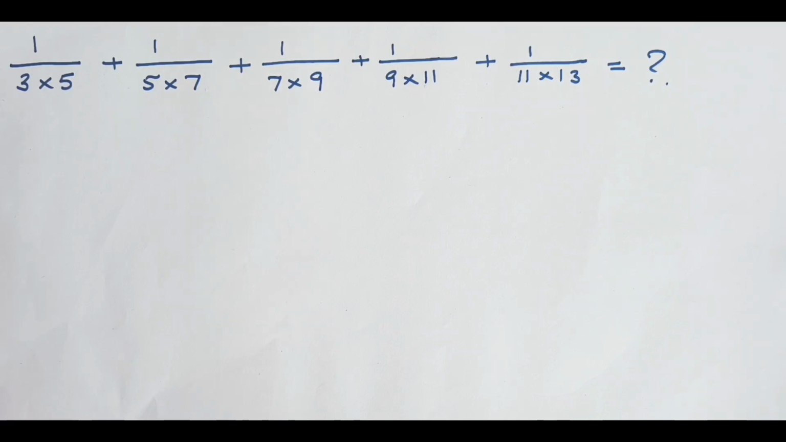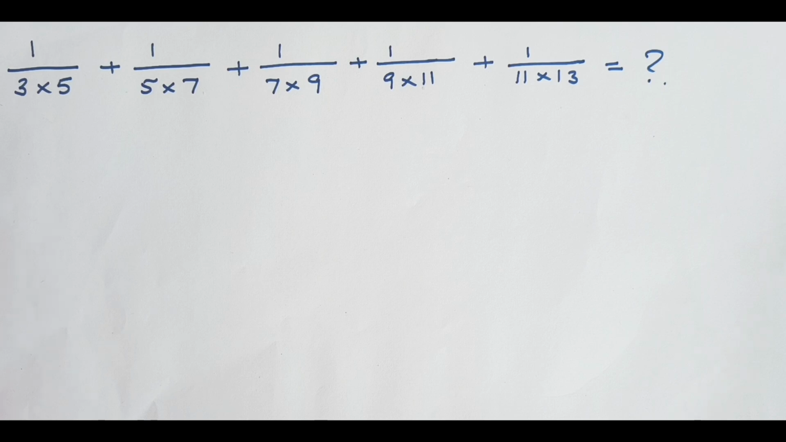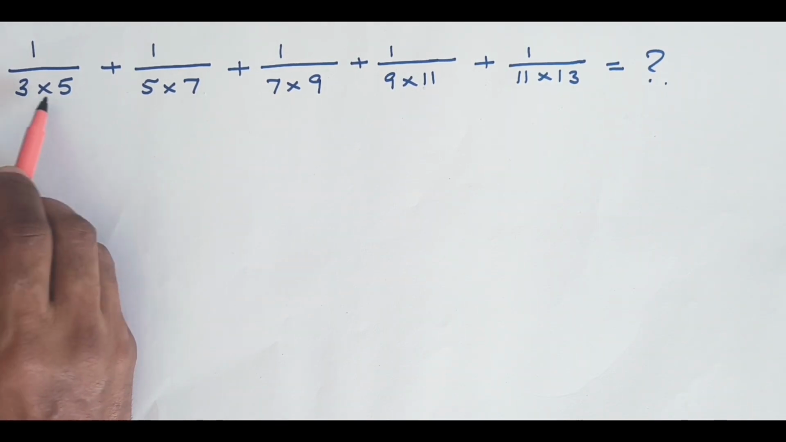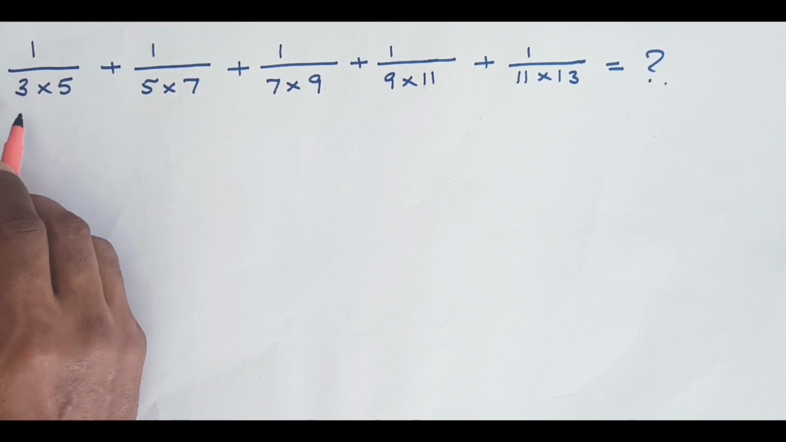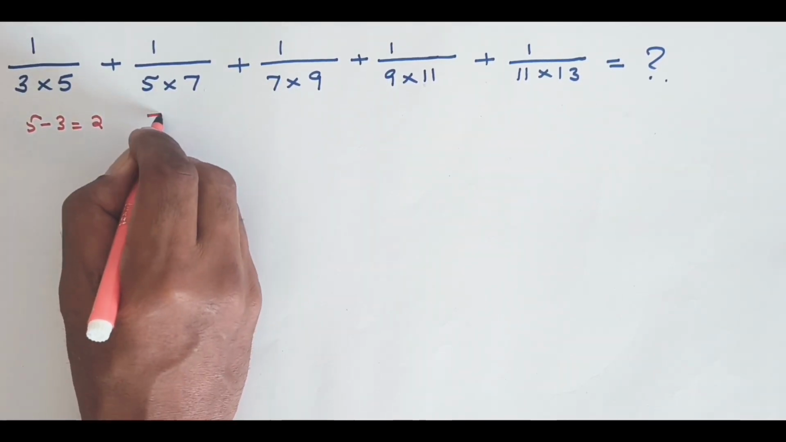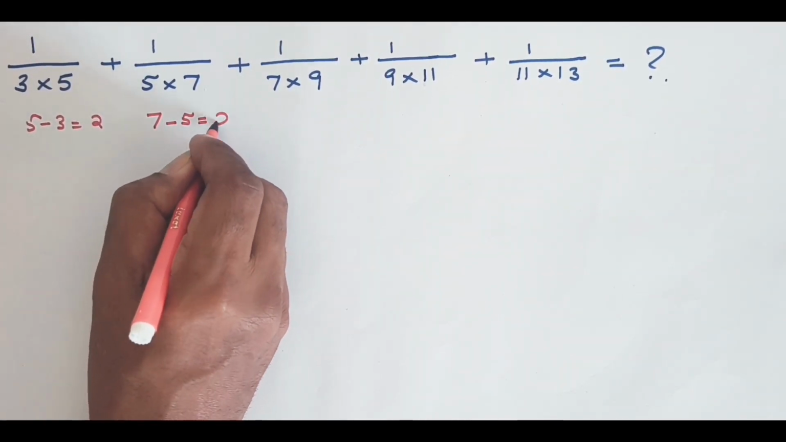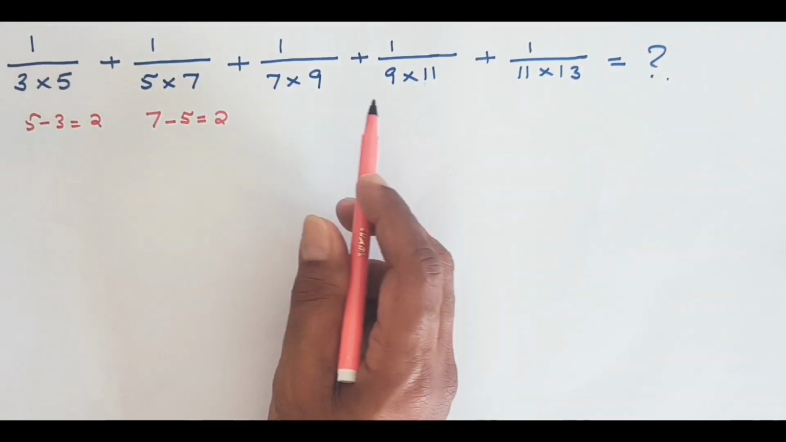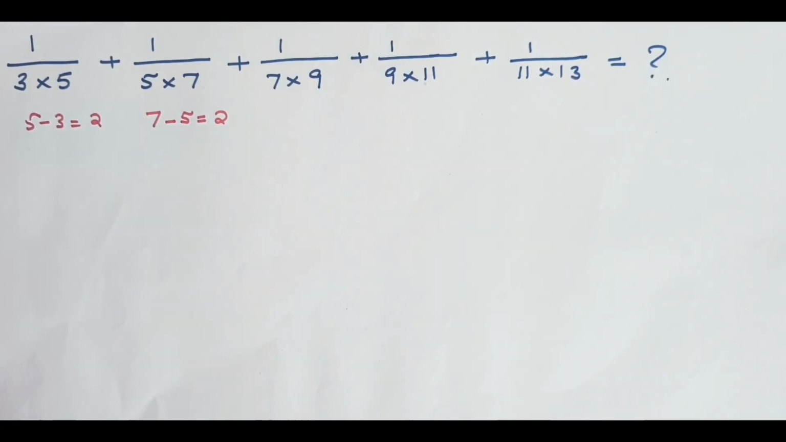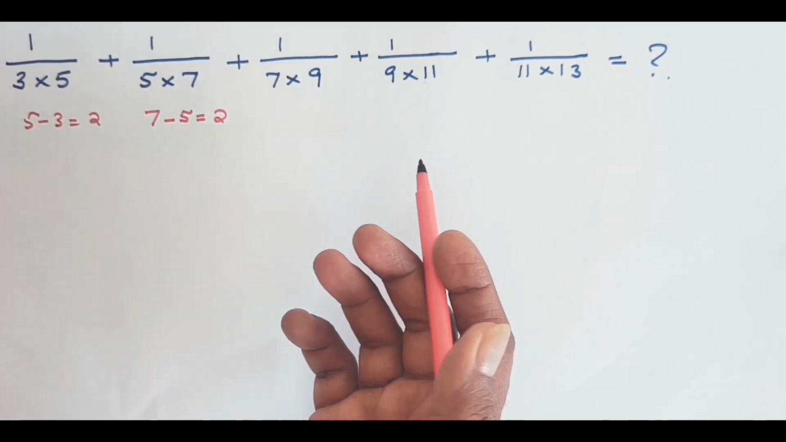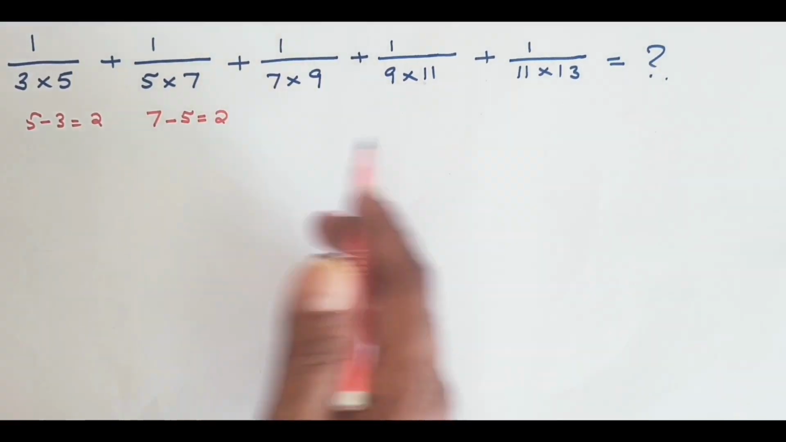Before applying the simplification technique to be discussed here, there is one important point to be confirmed about the given series. Look at the denominator of the first term, 3 multiplied by 5. What is the difference between these two terms? That's 2. Similarly, 5 multiplied by 7, the difference is 7 minus 5, 2. If you look at all the denominators of the given series, the difference between the two terms remains the same. By the way, the difference doesn't have to be 2. It could be any number, say 3, 4, whatever, but the difference should be maintained in all the terms.